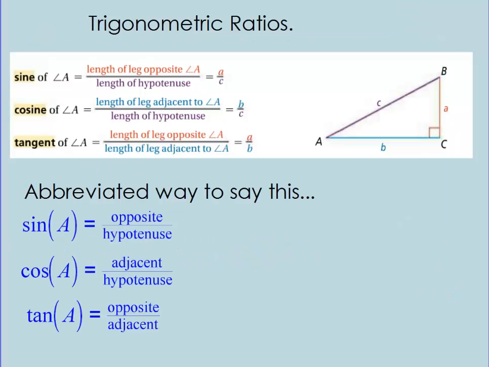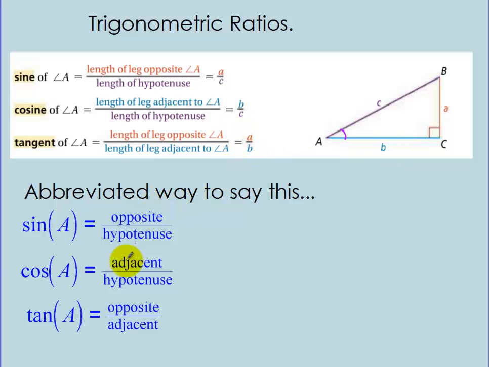Alright, so trigonometric ratios. Write these down. This is everything right here. So we have three vocab words: sine, cosine, and tangent. And these are three different ways to write ratios of the legs of the triangle. The sine of angle A is the opposite leg divided by the hypotenuse, so A divided by C. Cosine is the adjacent leg, so B over the hypotenuse C. And the tangent is the opposite leg, A, divided by the adjacent leg, B. So A divided by B.